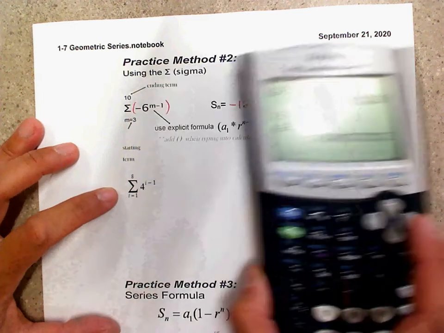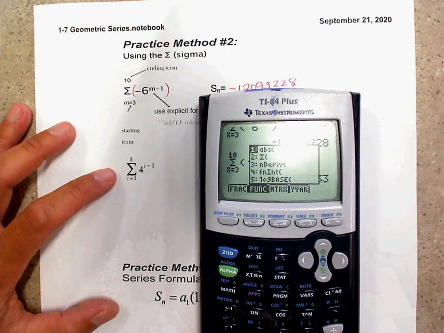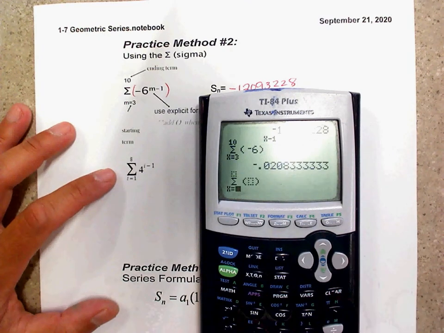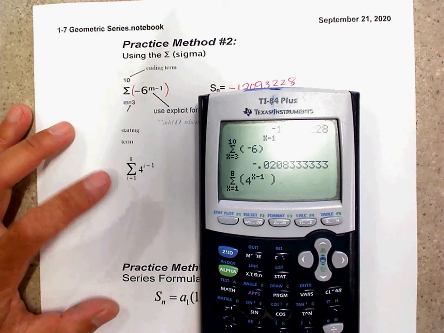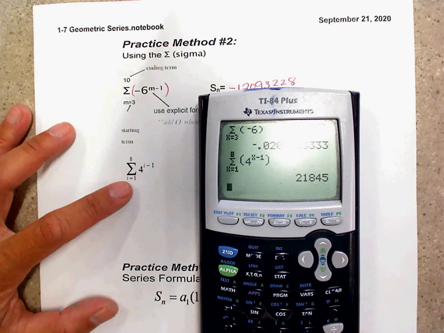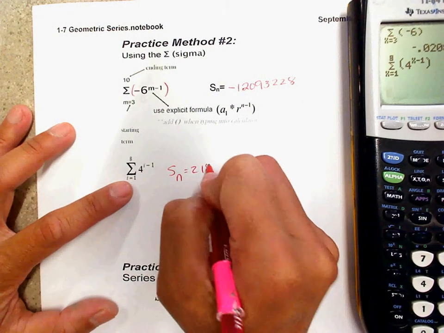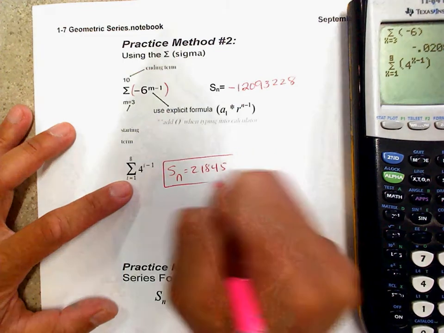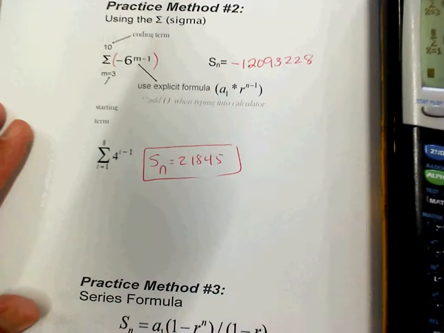Let's go ahead and type that one in the calculator. Alpha window number 2, okay? X1, right click to 8, 4 raised to the x minus 1. Type it just like you see it. And the answer to that one is 21845. Any questions so far? Okay, I didn't want to go too fast.